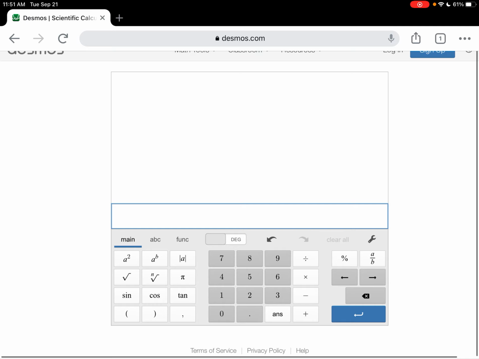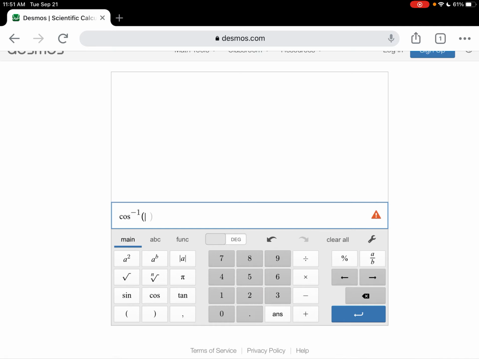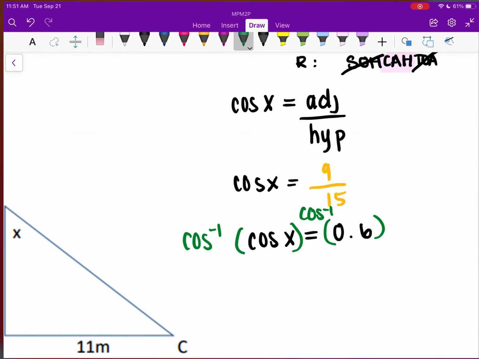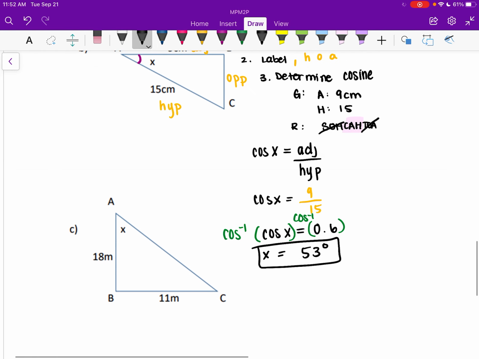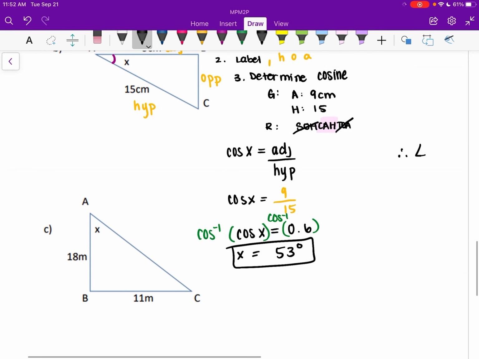I'm going to go into my calculator and put that in. Clear all. Second function, 0.6. And it has to be second function. If you don't put second function, it won't work. And our answer is 53.13. So let's go ahead and put that in. So x is equal to 53.13 degrees. I like to round them up always, or round down. In this case, we round down, so it's 53 degrees. And always write a therefore statement. So write, therefore, angle x is 53 degrees. And I like to just circle it for myself.